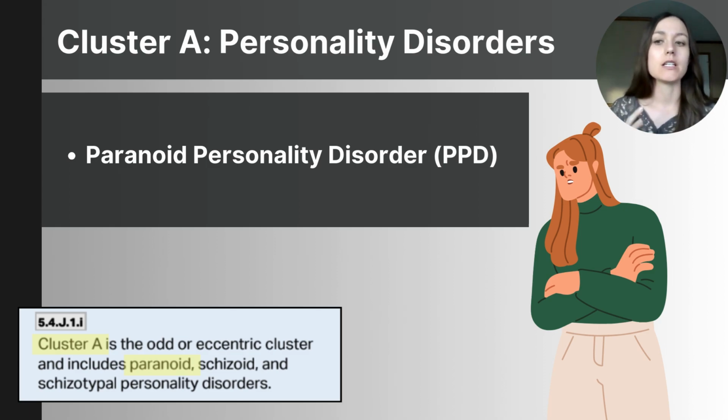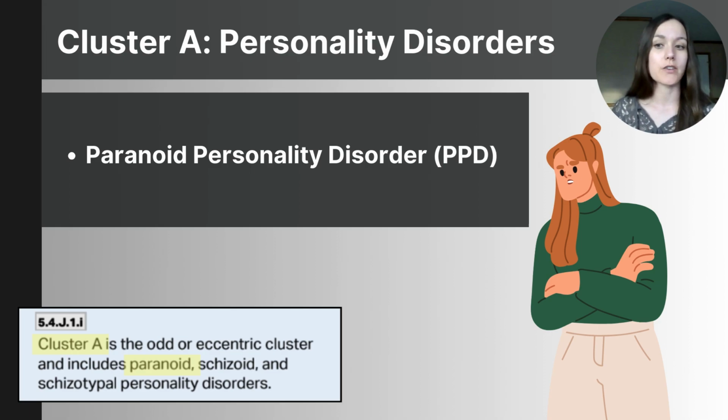The first is paranoid personality disorder. Paranoid personality disorder is marked by a deep distrust and suspicion of others, even when there's no real evidence. People with paranoid personality disorder often believe that others intend to harm them, deceive them, exploit them, and this leads to chronic wariness and difficulty maintaining relationships. Diagnosis requires at least four of the following symptoms.